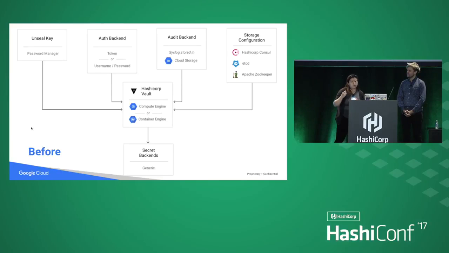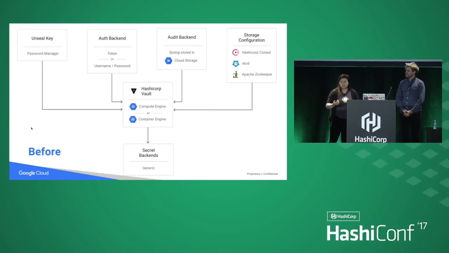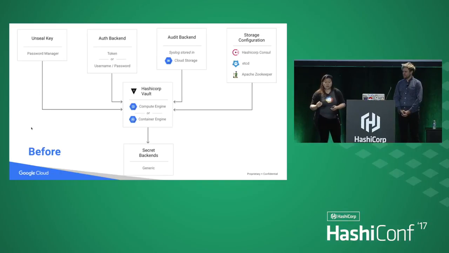And finally, we have audit backends. One of the benefits of Vault is that everything is centralized, and so you have a very good audit story where you can track all of the accesses to secrets in Vault. Most of the Google Cloud users are simply using the syslog audit backend and then storing their logs in Google Cloud Storage, but they're not really integrating it with the rest of their logging pipeline.